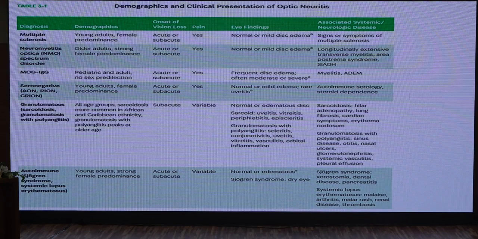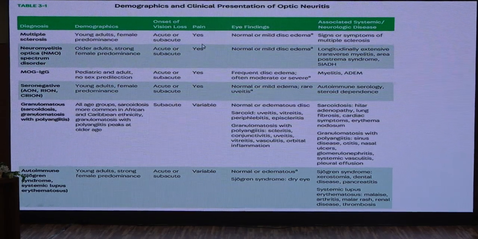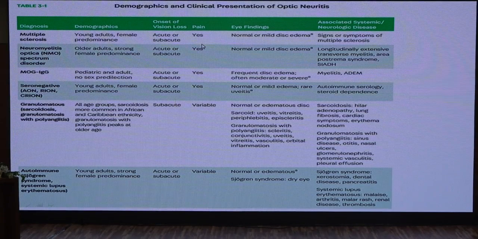Patients with NMO spectrum disorder, that is neuromyelitis optica spectrum disorder, usually present in older adults with a strong female predominance. These patients also have normal to mild disc edema, but what they present with is longitudinally extensive transverse myelitis. So in all patients of neuromyelitis optica spectrum disorder, it is very important to do a screening brain and a screening spine to rule out longitudinally extensive transverse myelitis as well as brain lesions which can be present around the ventricles, in the area postrema as well as in the hypothalamus.